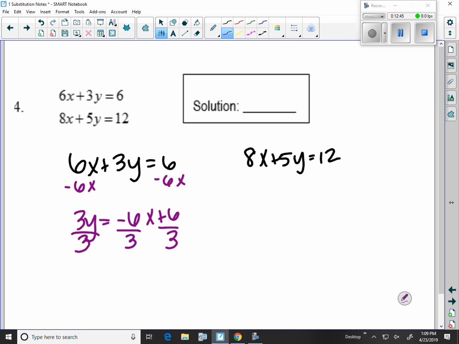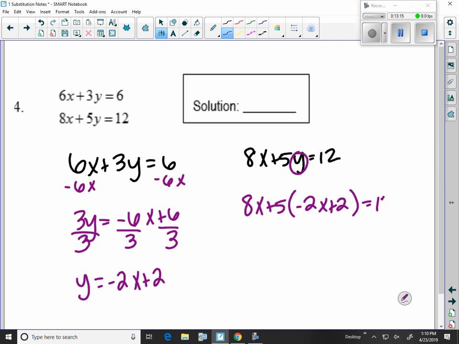Now, when you divide everything by 3, make sure you divide every single part, every single term by 3. Okay, what am I going to do with my negative 2x plus 2? Substitute it in for y right here. Okay, I'm going to take a couple minutes and let you solve the rest of that. I want you to get x by itself.